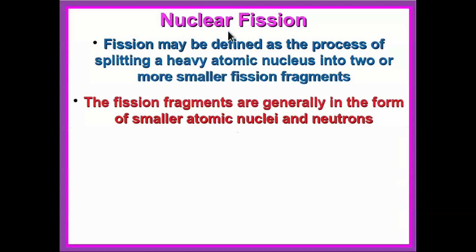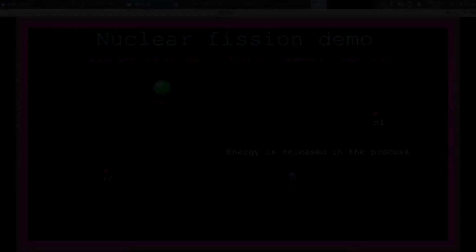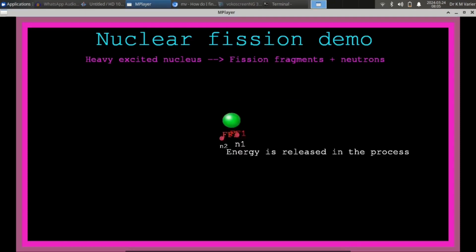Now come to the nuclear fission process. Fission may be defined as the process of splitting a heavy atomic nucleus into two or more smaller fission fragments. The fission fragments are generally in the form of smaller atomic nuclei plus a few neutrons. In the following animation, we can demonstrate the nuclear fission process. Originally, we have an excited heavy nucleus, and subsequently it splits into two fission fragments, and maybe 1 or 2 or 3 neutrons also will be released, and at the same time a huge amount of energy will also be released in the process. That is our nuclear fission process.